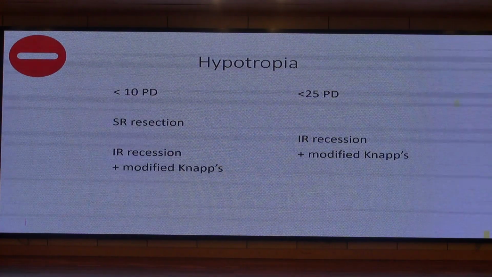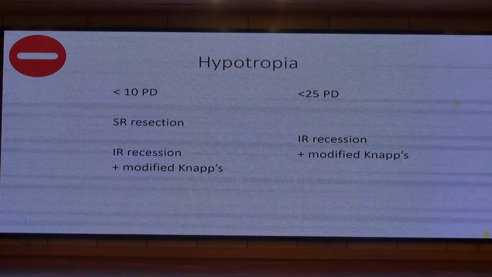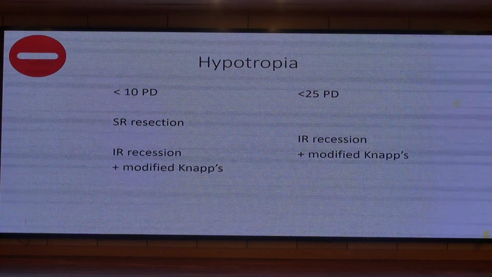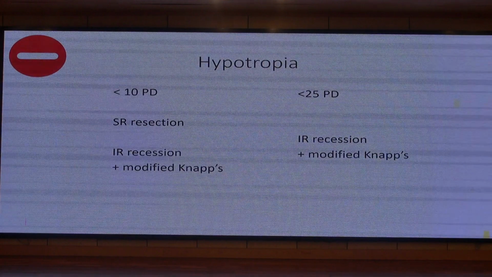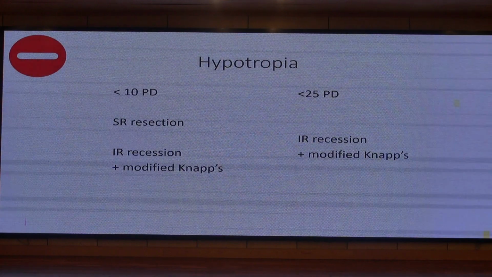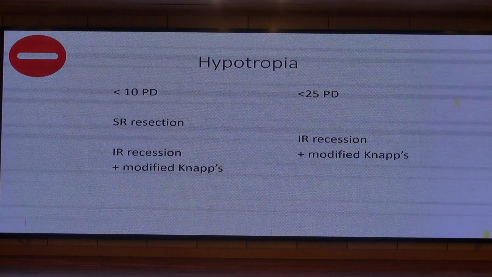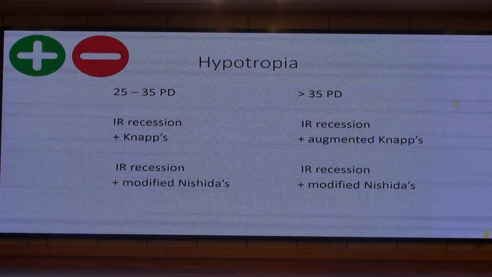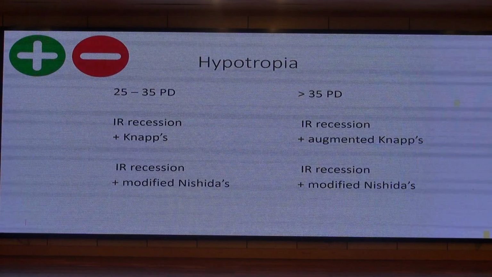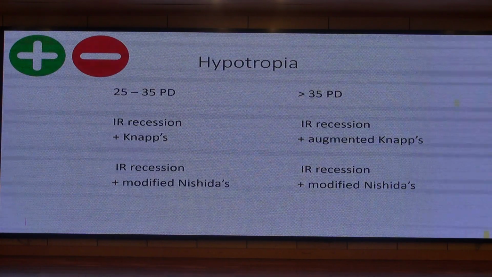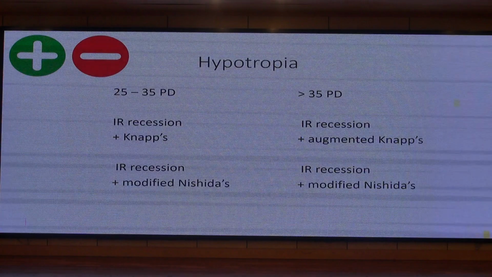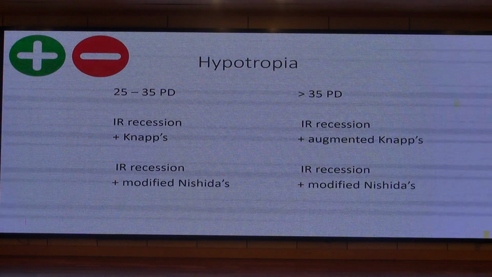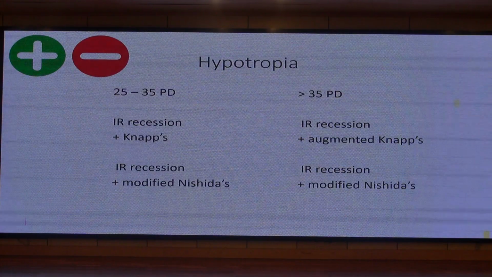If there is no restriction, the Knapp procedure can be performed. Other options include resection of the ipsilateral superior rectus muscle or resection of the contralateral superior rectus muscle. In the case of a large deviation, we can combine the inferior rectus recession with the Knapp procedure, or use augmented Knapp or modified Nishida.